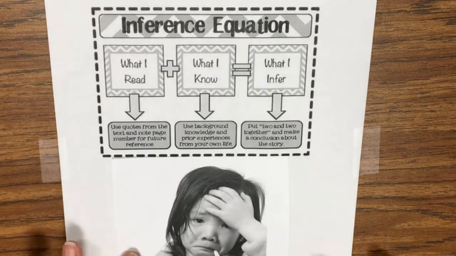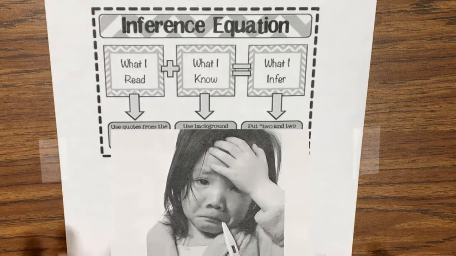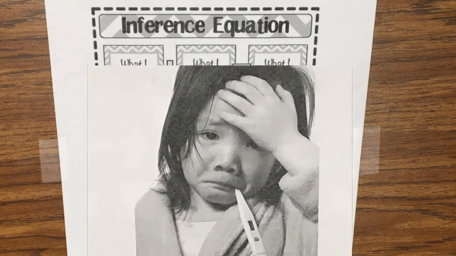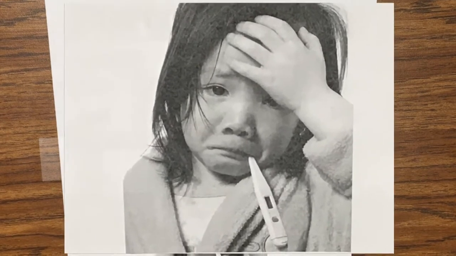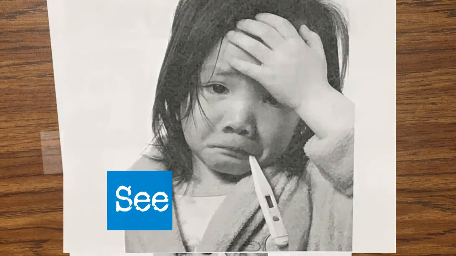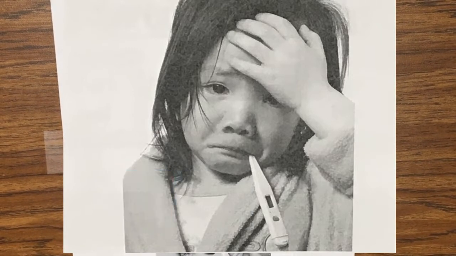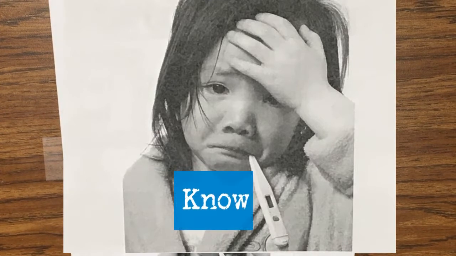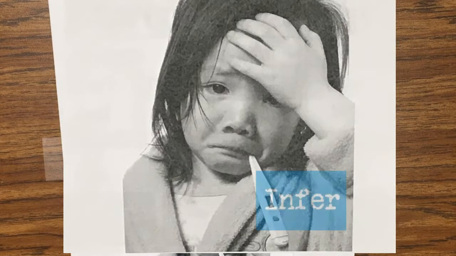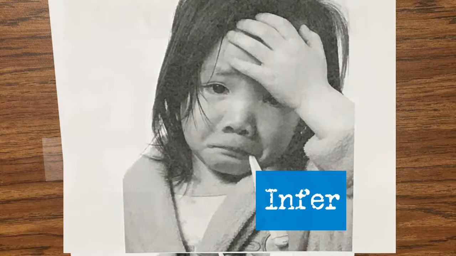Another example is this child. What I see is a child holding her head with a thermometer in her mouth and looking like she doesn't feel well. What I know is when I take my temperature and I'm sitting around the house in my robe and looking like I don't feel well, I'm probably sick. So what I can infer is this child is probably ill.